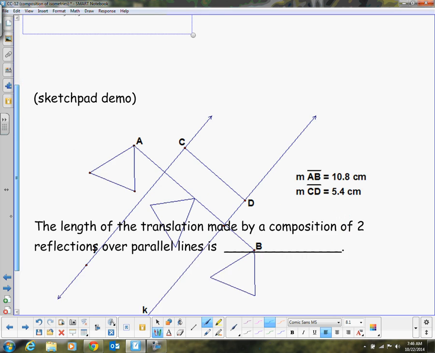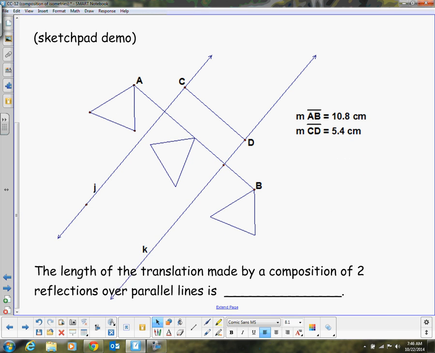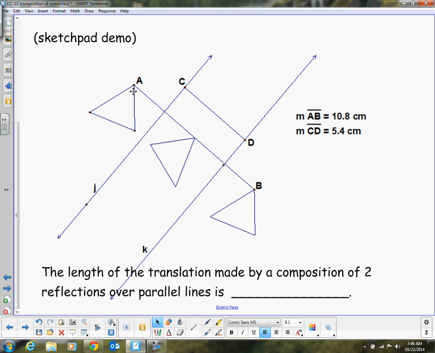So I have a Sketchpad demo. Here's the situation. Here's the triangle. I reflected it over C, then I reflected it over J, then K, and notice it moves. Now, the distance from A to B is 10.8. The distance between the parallel lines is 5.4.